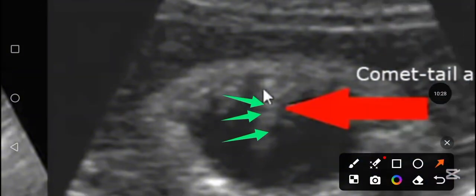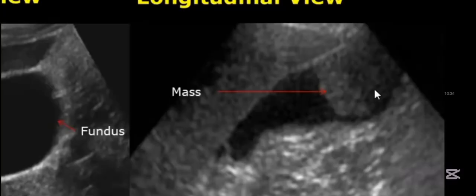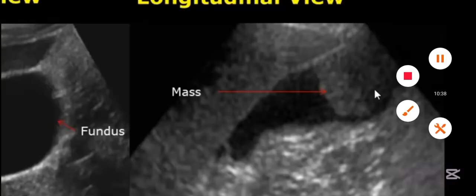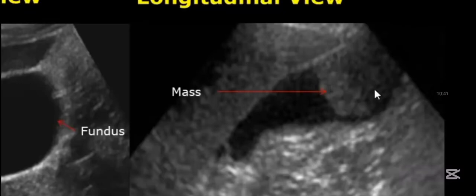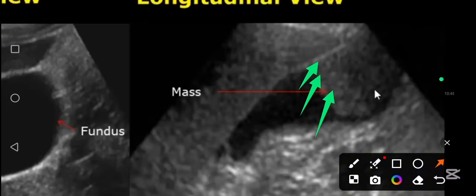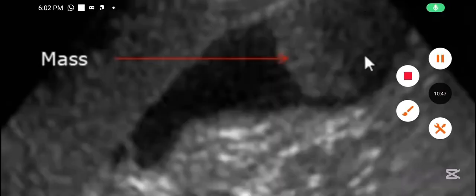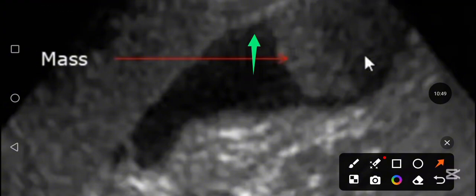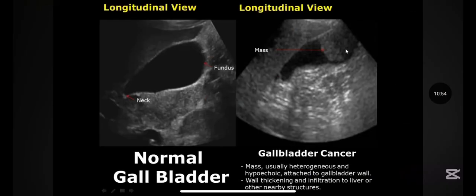Next one is gallbladder cancer. Here you can see a hypoechoic and heterogeneous mass attached to the gallbladder wall, and this can also lead to thickness of the gallbladder wall, and it may also be infiltrating into other structures such as the liver.